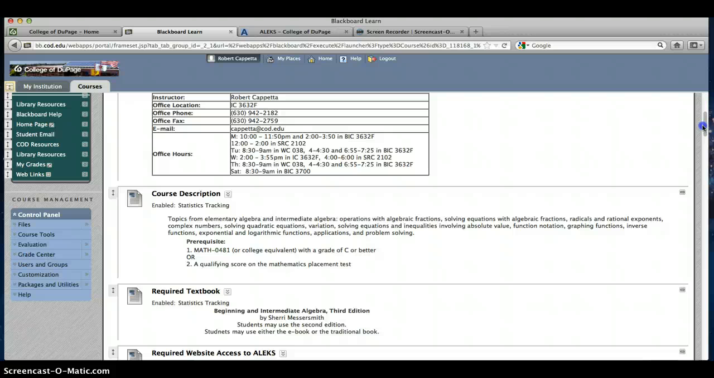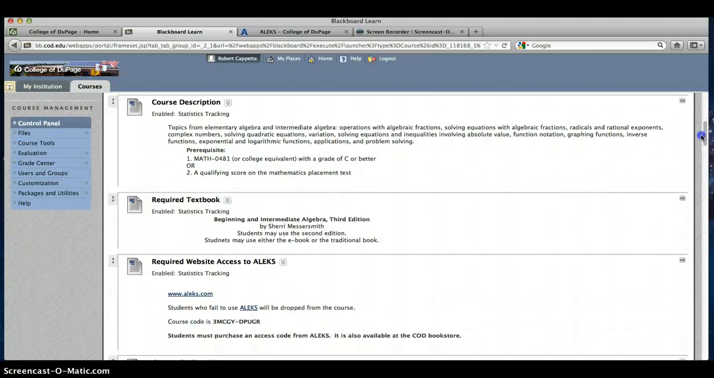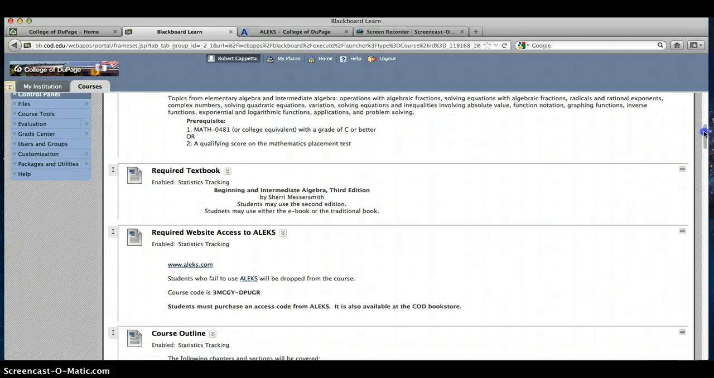You will not need any access to their Connect Math tutorial system because we're going to instead use ALEKS. So everybody needs to get onto ALEKS as soon as possible. You'll notice I have the URL there, www.aleks.com. The course code is 3MCGY-DPUGR. If you type in that course code, then they're going to ask you for an access code. Most of you will choose to purchase that directly from ALEKS. If you need to purchase one from the bookstore, you can, although you will need a temporary code first, since it'll take the bookstore a few days to get that.